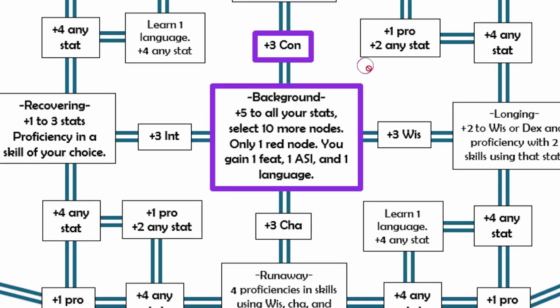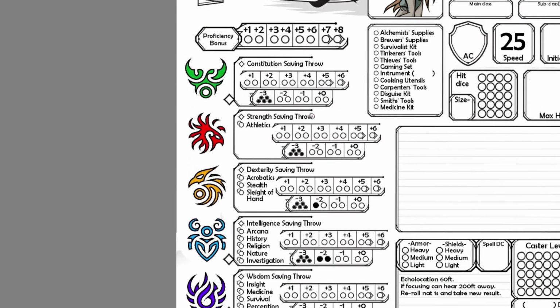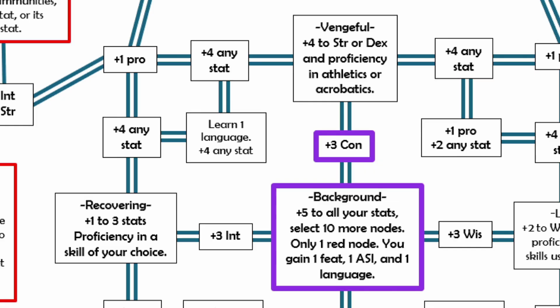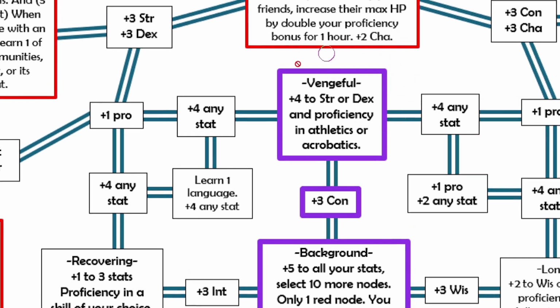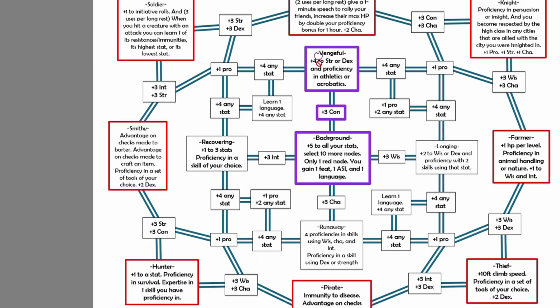My first choice and my first node will be this +3 to constitution, meaning we can now go over to our character sheet and give our constitution a +3. Next, for my second node, I'm going to go ahead and pick up vengeful. And these 4 core nodes on the edges of your first choices are what determine what you call your background.